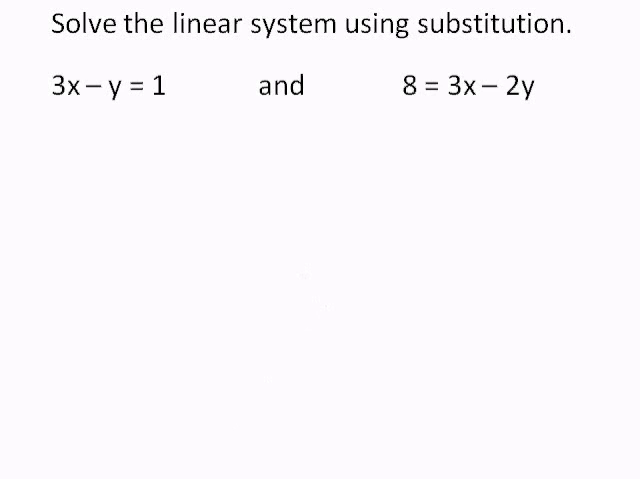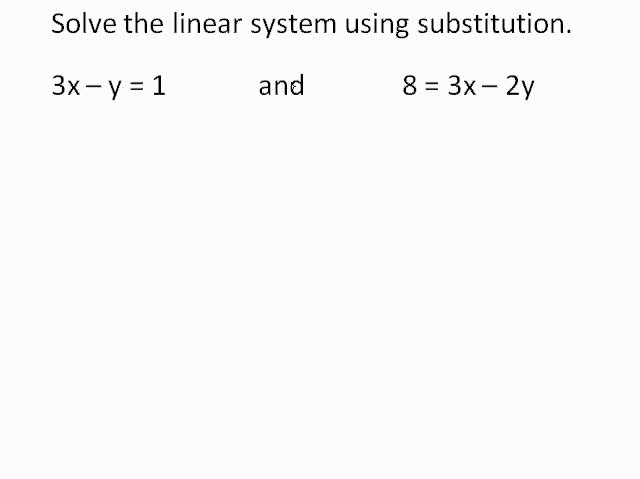We're now going to solve the following linear system using substitution. Now, if you look at this system, you'll notice that it's different from the other systems. In this system, none of the variables are by themselves. So what we need to do is get one of the variables by itself in one of the equations so that we can substitute that variable into the other equation.